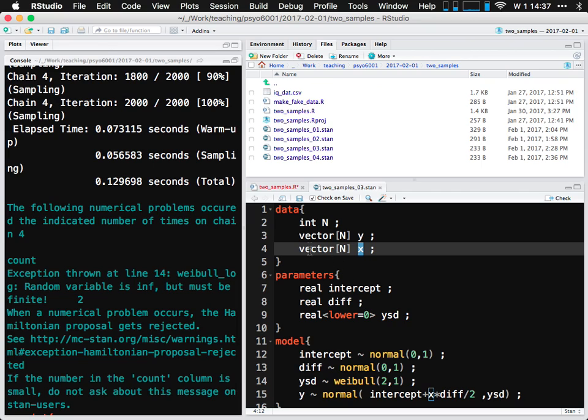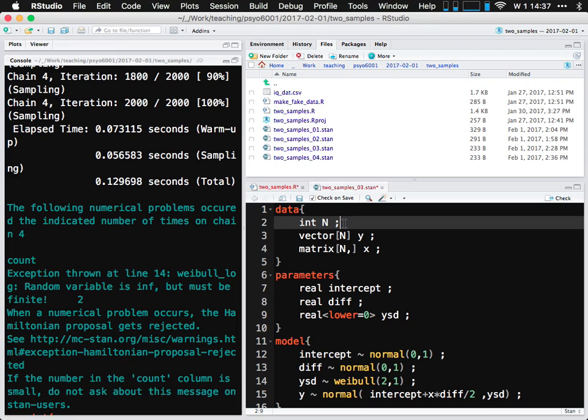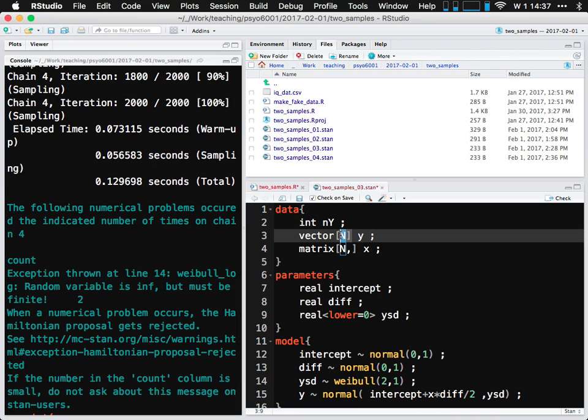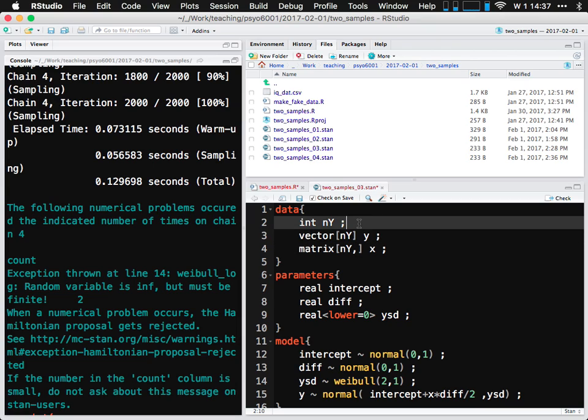So again, I'm going to say instead of a vector coming in, X is now going to be a matrix. And if it's a matrix, I need to say how many rows there are and how many columns there are. Just to make this generalizing, instead of n, I'll call this ny. And so this is ny, and this is ny.